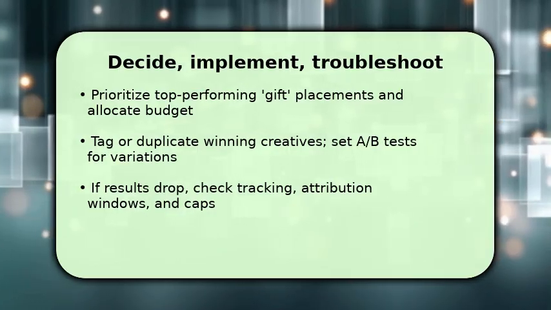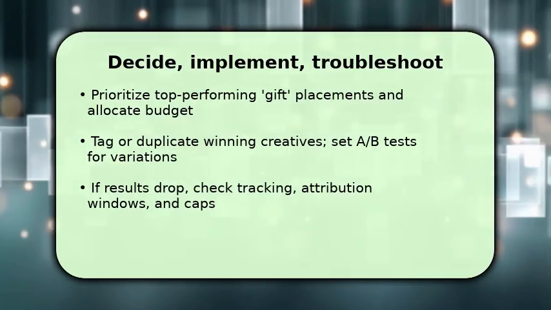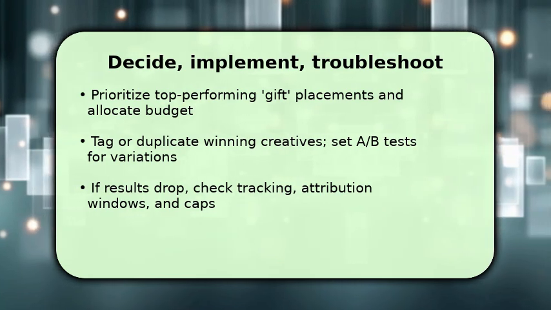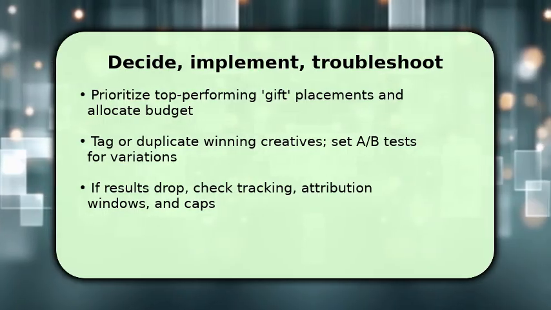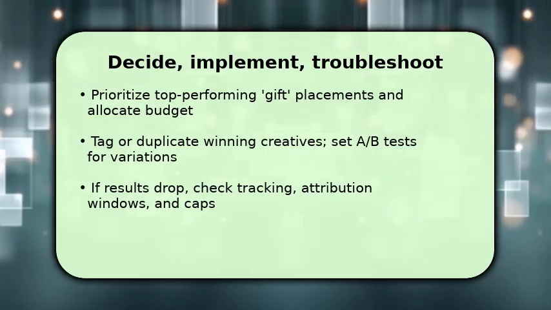If performance degrades, one key troubleshooting tip: verify tracking pixels and attribution windows first. Misattributed conversions or blocked scripts are the most common reasons metrics suddenly change.